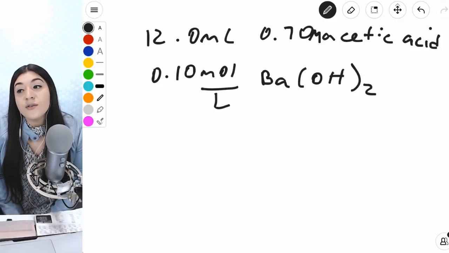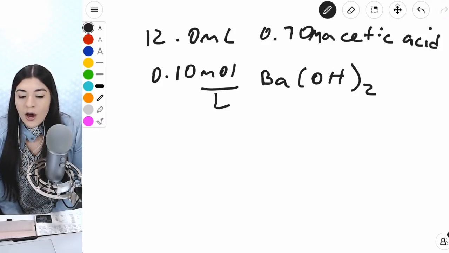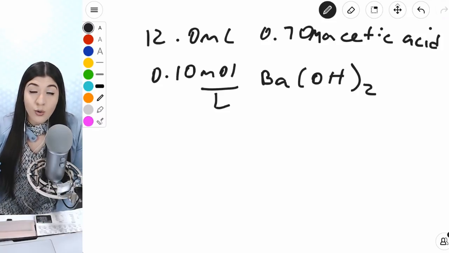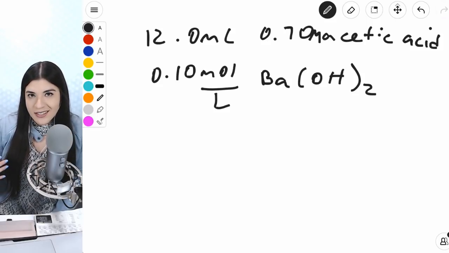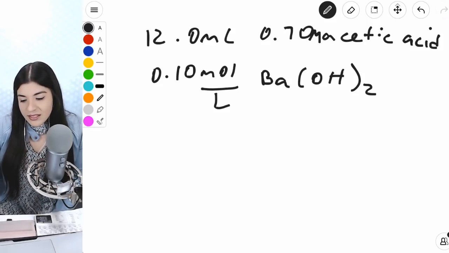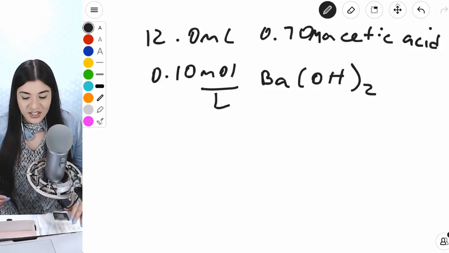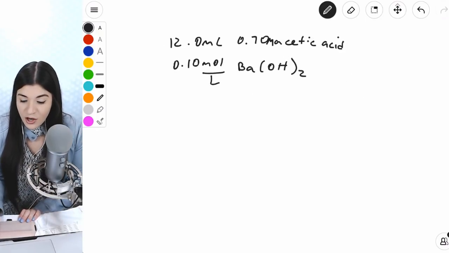Got it. Okay, so what we're going to do first is figure out the equivalence point. Meaning, how many milliliters will it take for our barium hydroxide, our strong base, to completely neutralize that weak acid, which is acetic acid. So that's what I want to look at. What we have to do first is build a balanced reaction. It's going to be a bit of stoichiometry here.